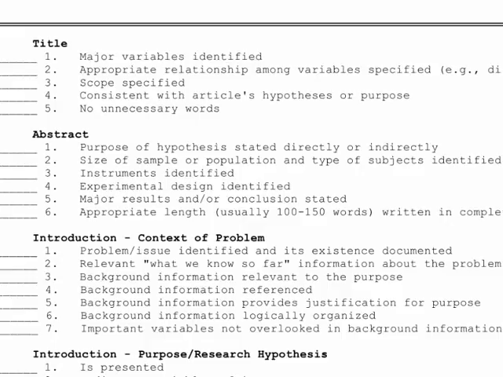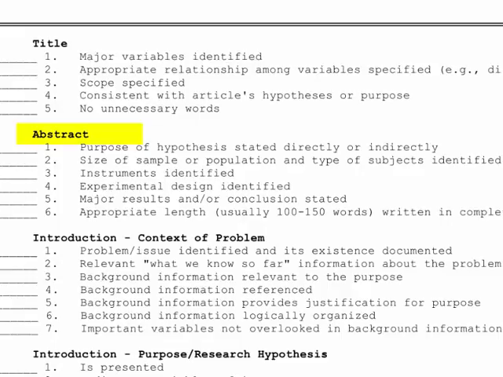The title should be consistent with the article's hypotheses, research questions, or purpose, and there should be no unnecessary words. As I record this, the world has changed since I got this checklist, and a lot of researchers feel compelled to put extra words in a title separated by a colon to make it longer and maybe more entertaining. But really it should just be about the variables.